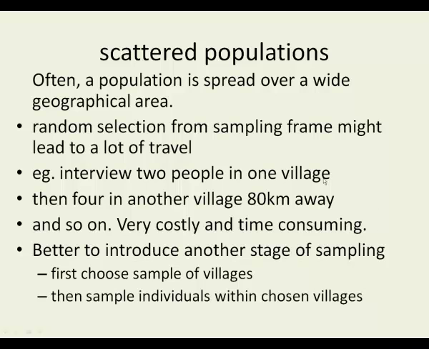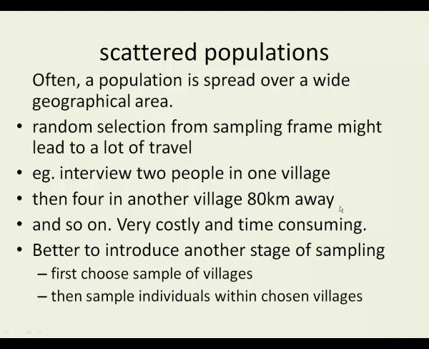The other problem you have that affects a lot of work in development because of poor infrastructure is that often a population is spread over a wide geographical area. By definition, populations are spread over the whole area. Now, if you get a random selection from a sampling frame, you might end up doing a lot of travel. In other words, if you want to interview 2 people in one village and then 4 in another 80 kilometres away, that would be extremely time-consuming and expensive.